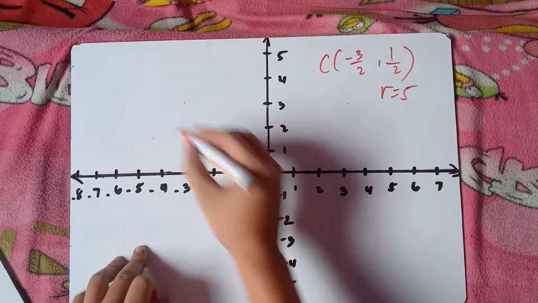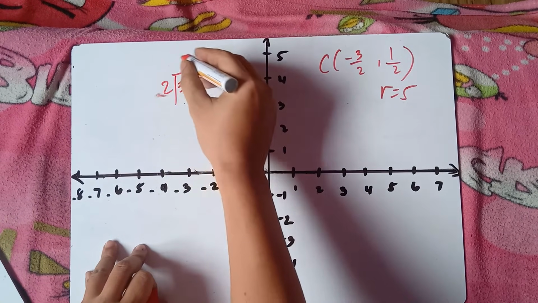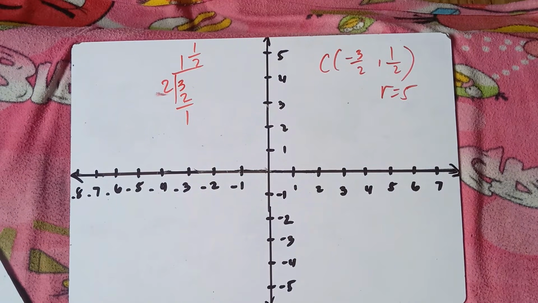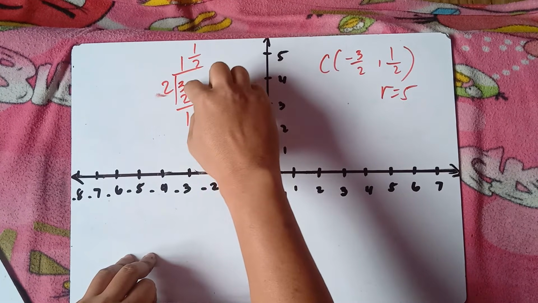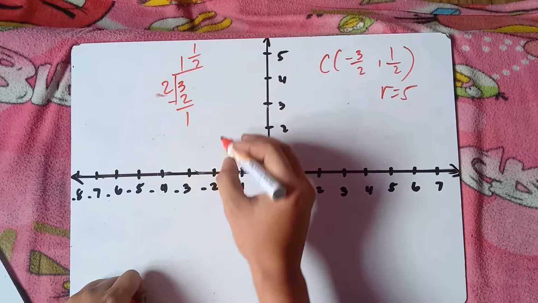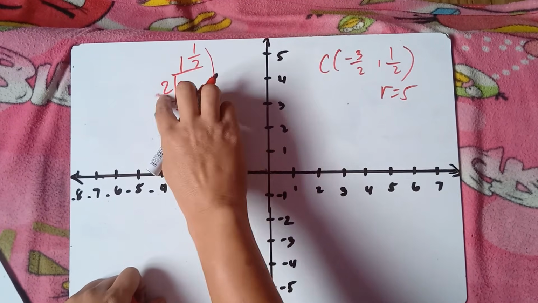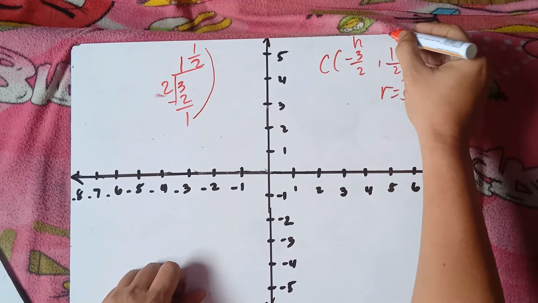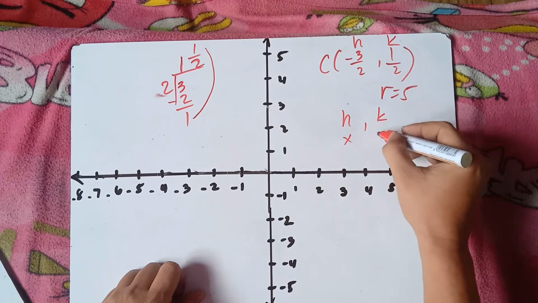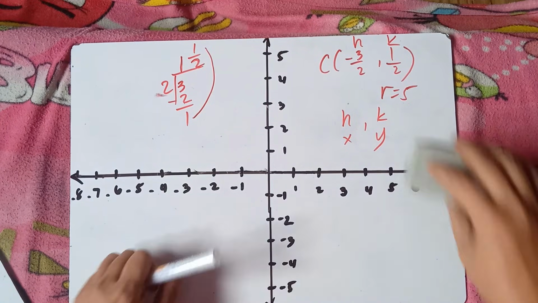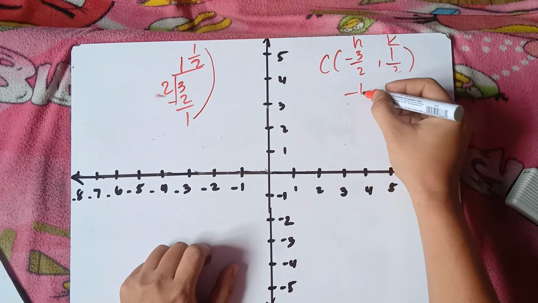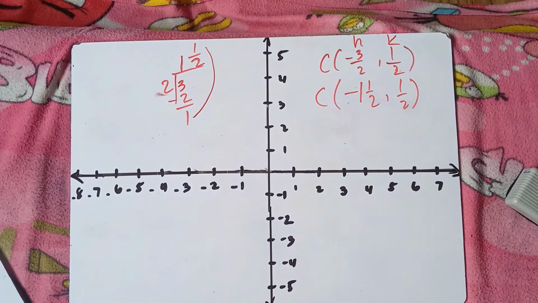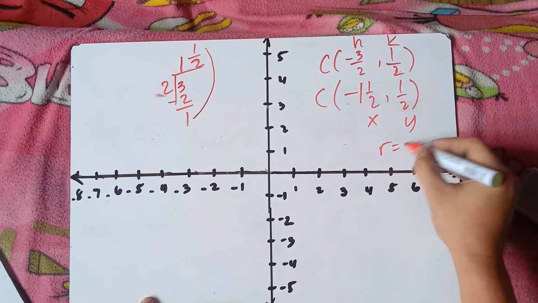Okay, let us divide that one. Negative 3 over 2, that's 1 and 1/2. 3 divided by 2 is 1. 1 times 2 is 2. Subtract, so 1. Then put 1 on the numerator, then copy 2 on the denominator. So 1 and 1/2 for x. Once again, class, this is h and k. H would be for x. K would be for y. So this is equivalent to negative 1 and 1/2 and 1/2, the center. X and y. Radius is 5.